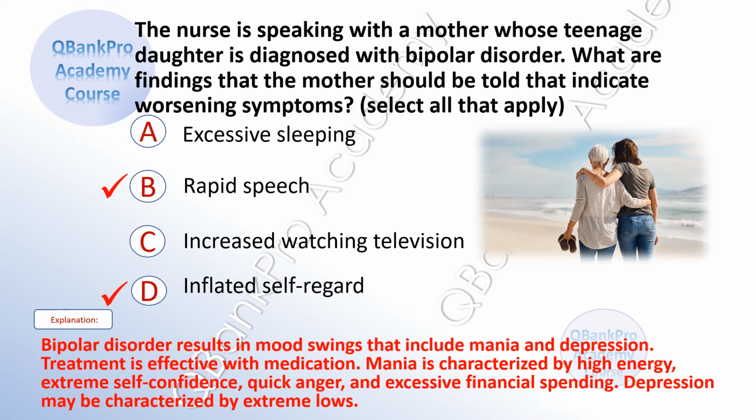The correct answer is B. Rapid speech, and D. Inflated self-regard. Explanation. Bipolar disorder results in mood swings that include mania and depression. Treatment is effective with medication. Mania is characterized by high energy, extreme self-confidence, quick anger, and excessive financial spending. Depression may be characterized by extreme lows.